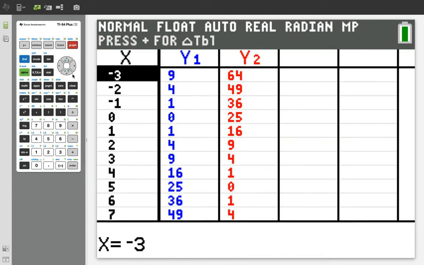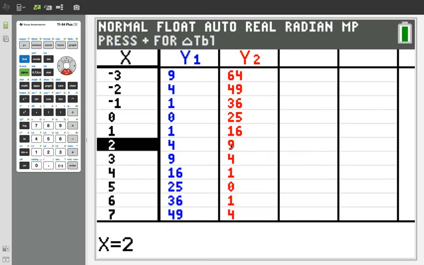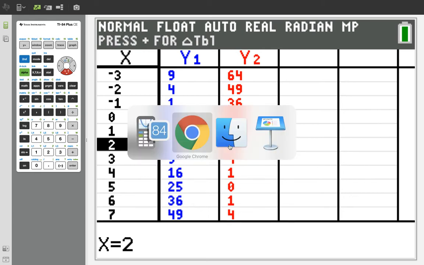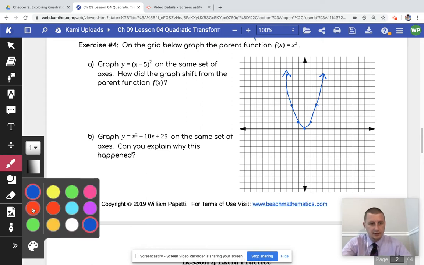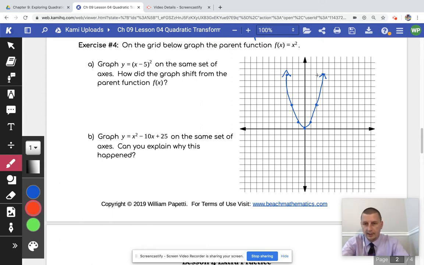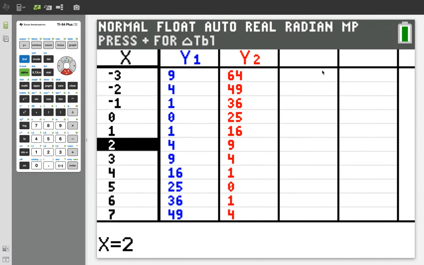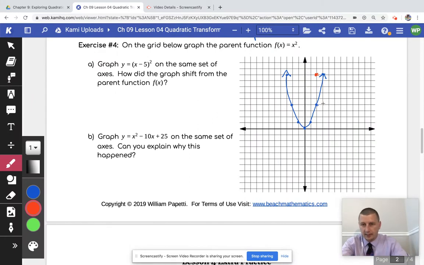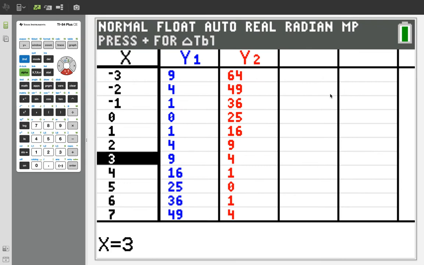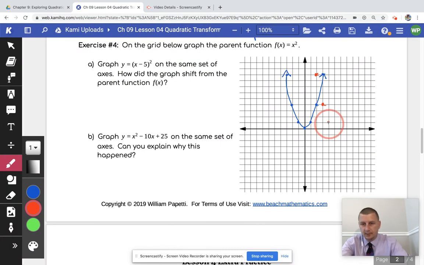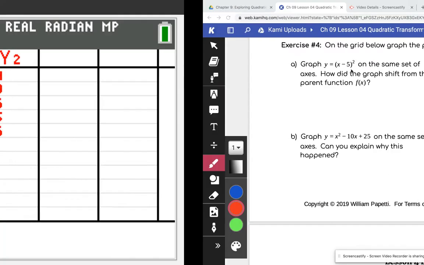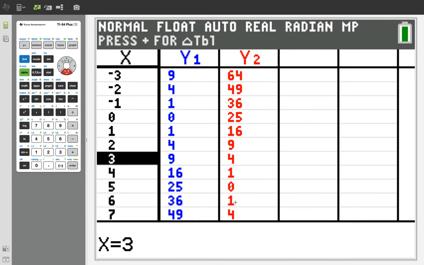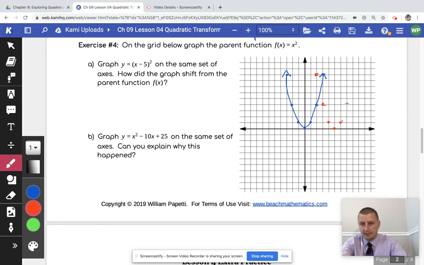So let's go to our table of values now. Our first value that fits is going to be 2, 9. So we're going to graph 2, 9, and then we have 3, 4, 4, 1, 5, 0, 6, 1, 7, 4, and that would mean 8, 9.